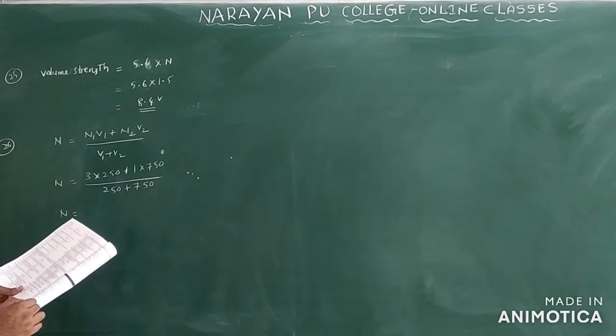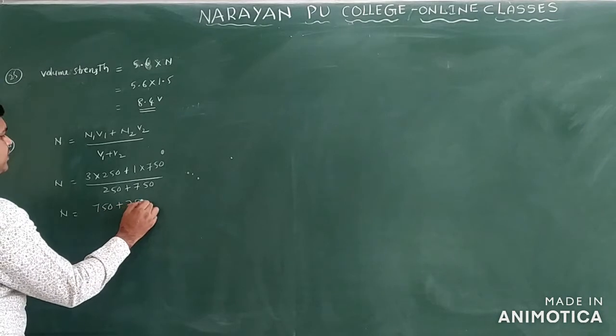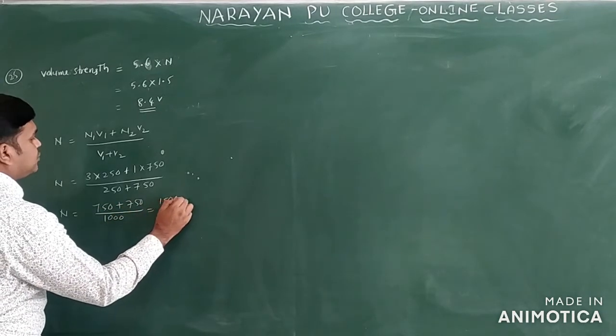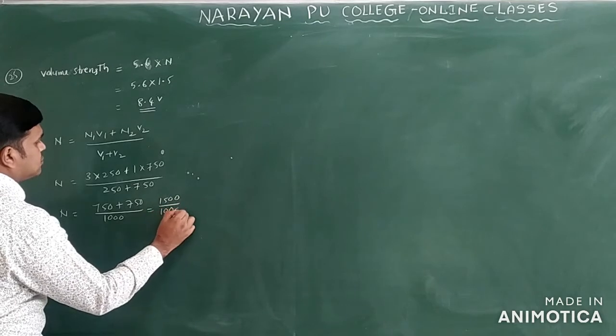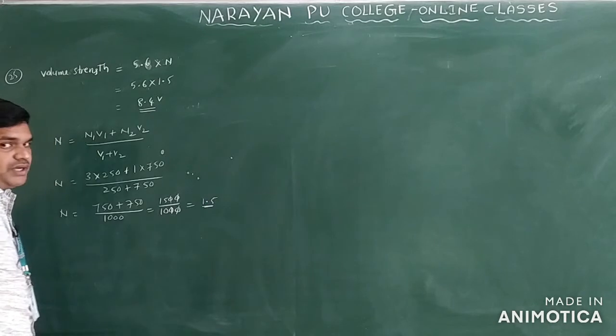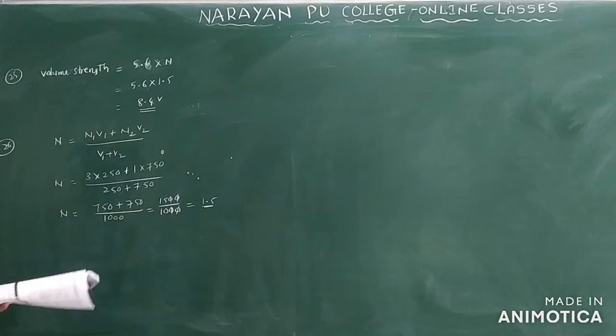You can multiply this one. What you will get is 750 and this is 750, so 1500 by 1000 we have. So you will get 1.5 normal as the solution only. So this is regarding question number 26 we have.